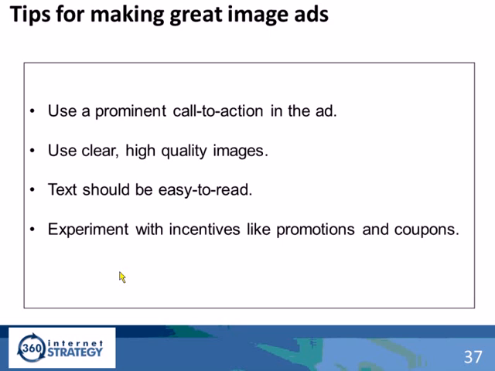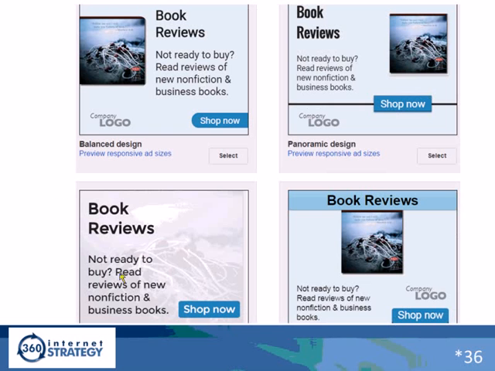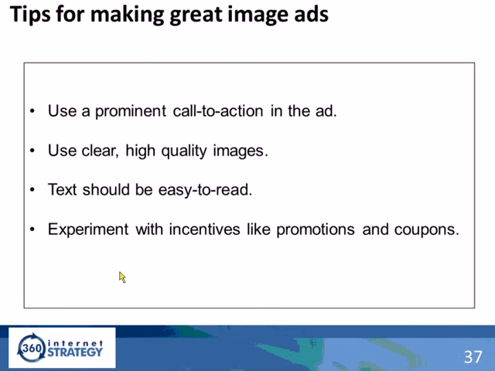The text should be easy to read. So you see I have "Book reviews." That's pretty obvious. "Not ready to buy? Read reviews of new nonfiction and business books." That text is all pretty clear there. And then again, same thing you might do on Google.com, you want to experiment with some incentives, whether you have a promotion or a coupon, just to see what works.